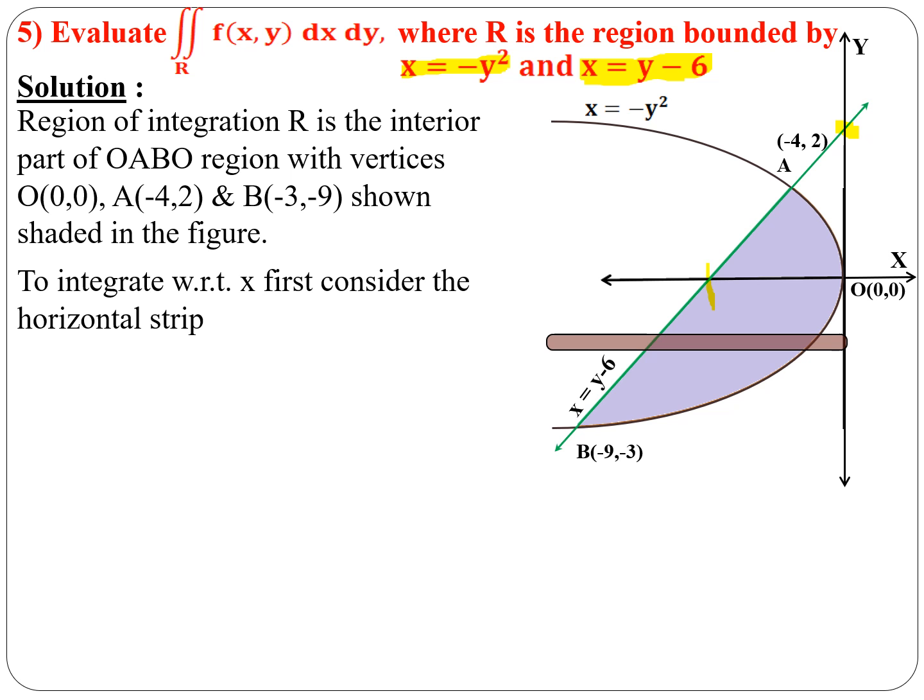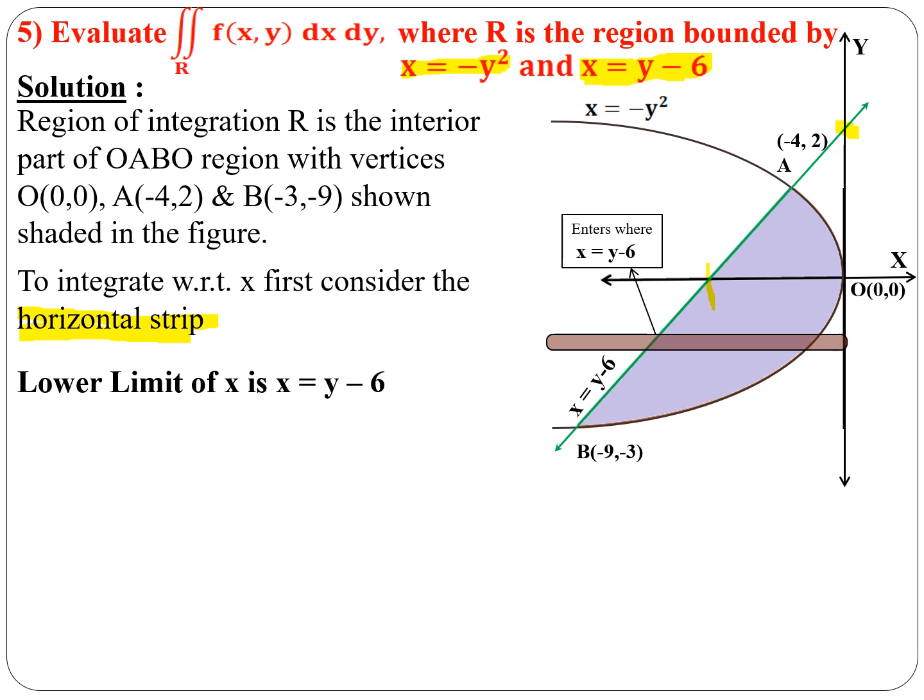Okay, now I want to find the limits for x first. So we have drawn here a horizontal strip. The curve from which the horizontal strip enters the region and the curve from which it leaves will be the lower and upper limits of x. So the lower limit of x is y minus 6, because from this line AB it is entering the region, and the upper limit is x equals minus y square, because from the parabola it is leaving the region.